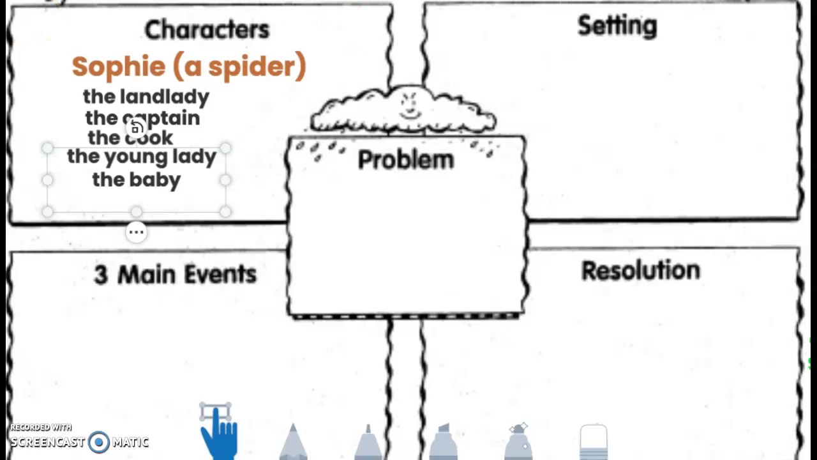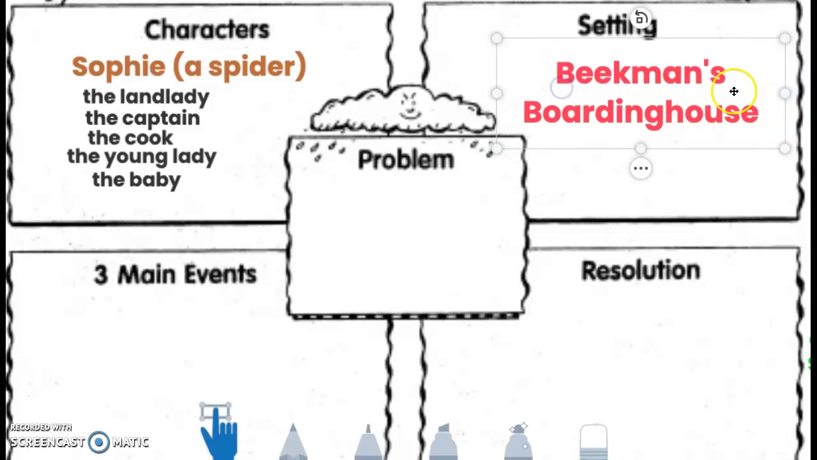So then what about the setting? Do you remember what setting is? Yeah, that's where the story takes place. So what is the setting of this story? Do you remember? There would actually really be two, right? One wherever Sophie was born, and then remember that she moves. So that place is called Beekman's boarding house. And so that is the setting. All of the different rooms in that boarding house are important to this story.